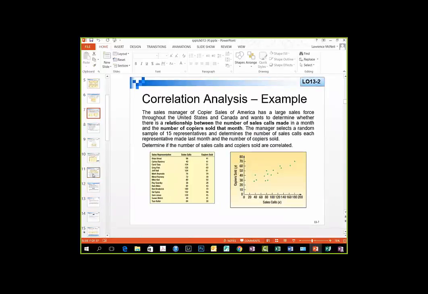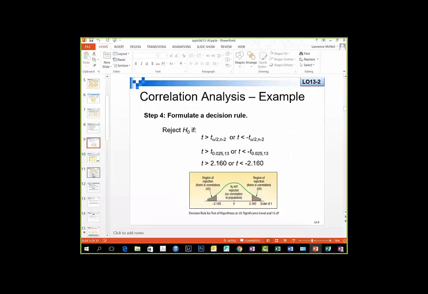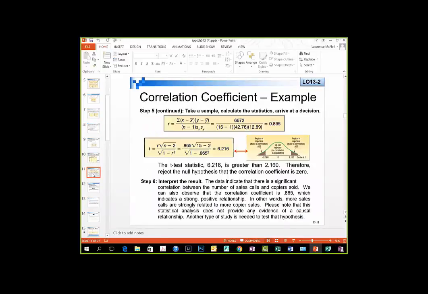You have to keep in mind what we're talking about here, making phone calls and selling copiers. So we're seeing that it's very strong. All right, so we've now established the fact that we have a strong relationship, we have a positive relationship, and we are now going to use that data to construct our computed T. So here we go. Here's our formula for the computed T when undergoing a rho test, or a test of correlation. Here's our T. Now, here's the R that we just found. 0.865 is what it is.